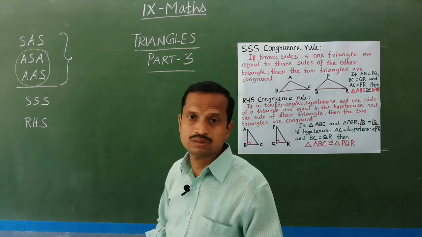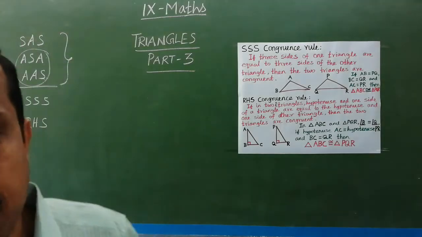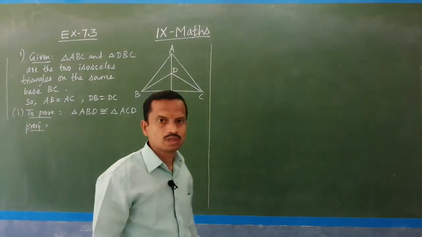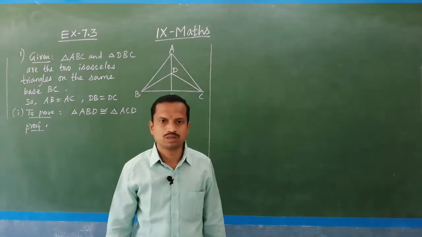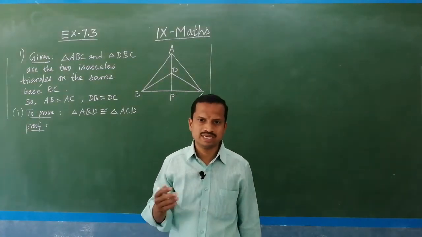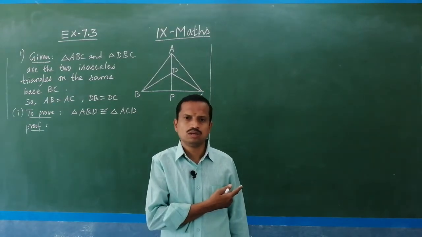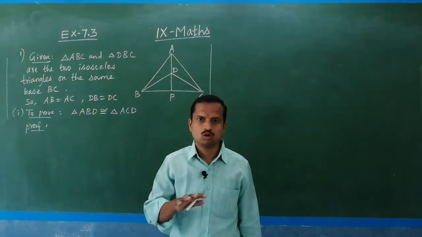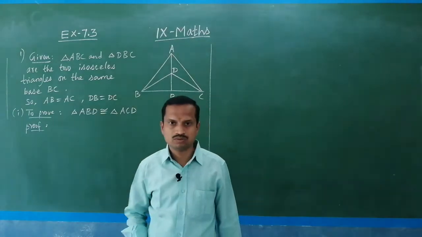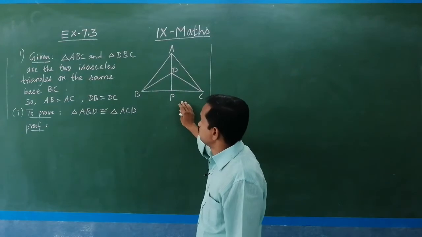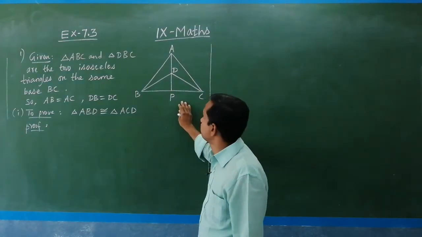So exercise 7.3, let us see. Before that you take the notes as per the chart I have shown to you. After copying that, you come to this exercise 7.3. First sum. A triangle is given, the diagram is given in the book itself.